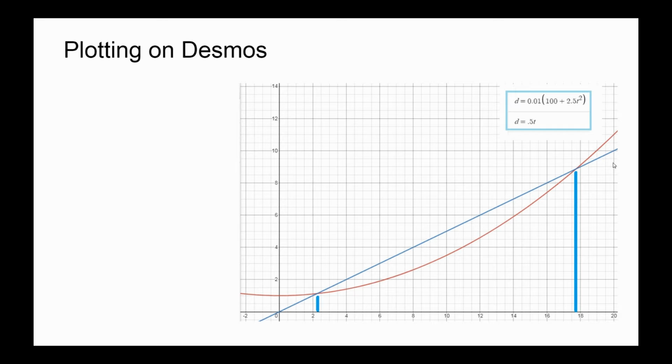How can we tell it's going faster? The slope of the blue line is less than the slope of the red line here. Down here, the slope of the red line is nearly 0, but the slope of the blue line remains constant.